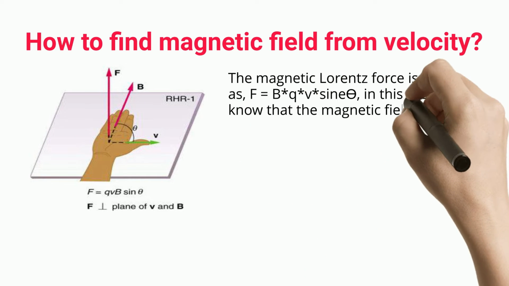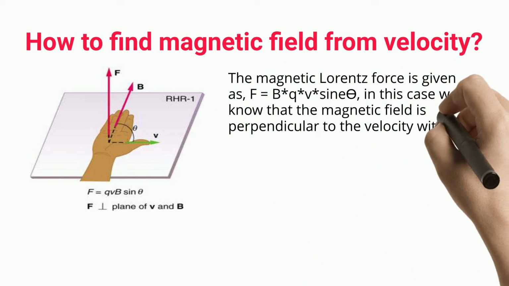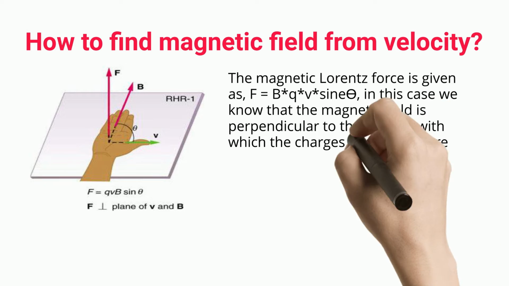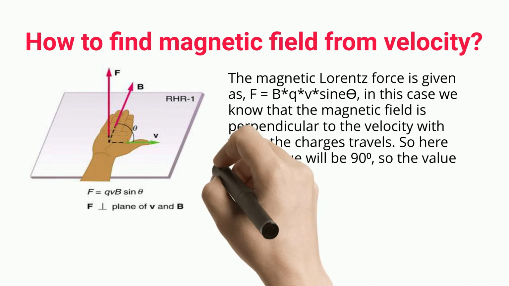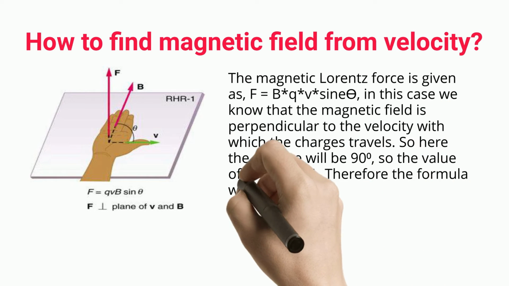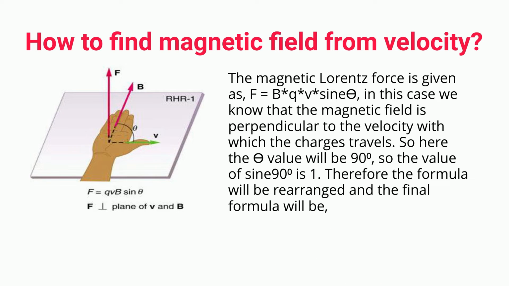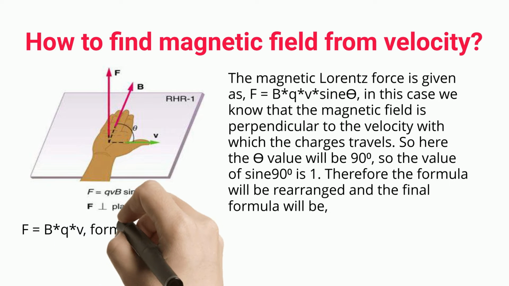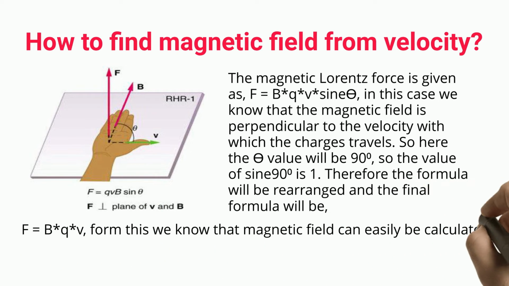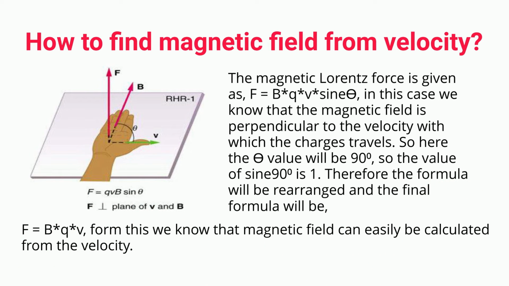In this case we know that the magnetic field is perpendicular to the velocity with which the charge travels. So here the angle will be 90 degrees, and the value of sine 90 is 1. Therefore the formula will be rearranged and the final formula will be F equals BQV. From this we know that the magnetic field can easily be calculated from the velocity.